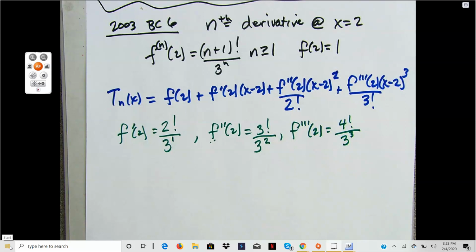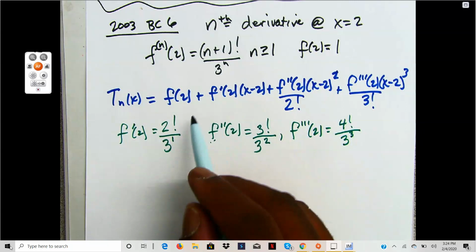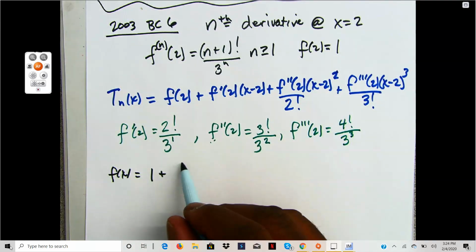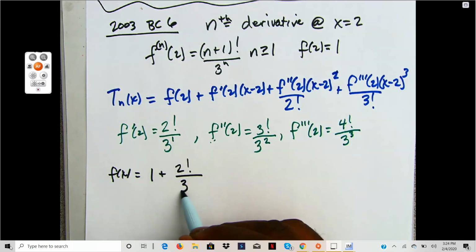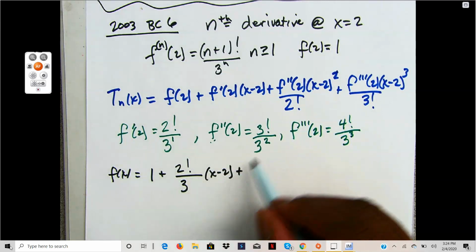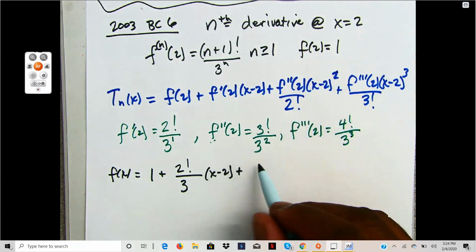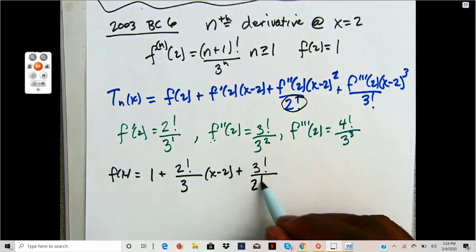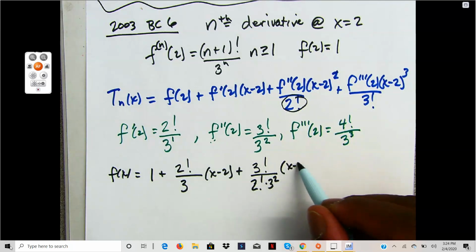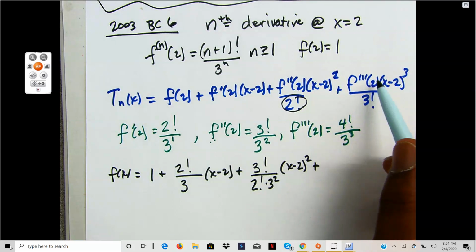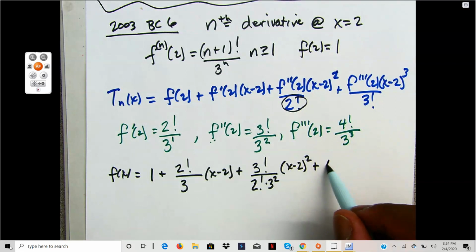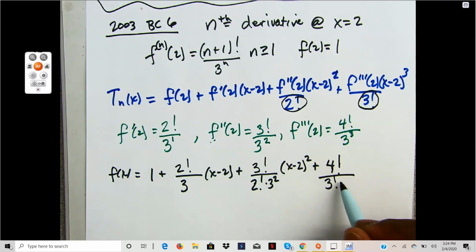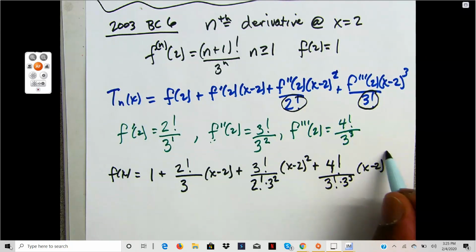So now substituting these derivatives into our Taylor polynomial, we have f of 2 is 1, so f of x is equal to 1 plus f prime of 2, which is 2 factorial over 3, times x minus 2, plus f double prime of 2, which is 3 factorial over 3 to the second, but remember we have this 2 factorial here, so that's 2 factorial times 3 to the second, and then x minus 2 squared, plus our third derivative at 2, which is 4 factorial divided by 3 cubed, but again we have this 3 factorial there, so that'll be 3 factorial times 3 cubed, and then times x minus 2 cubed.